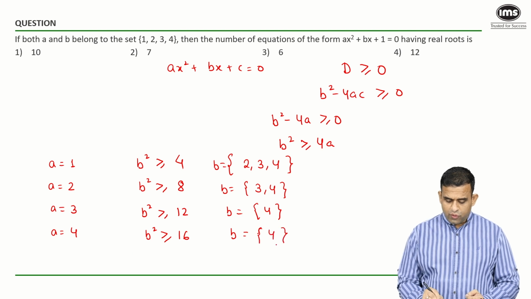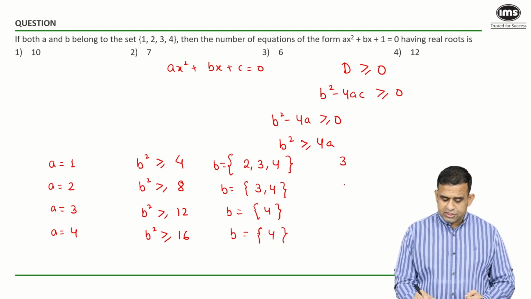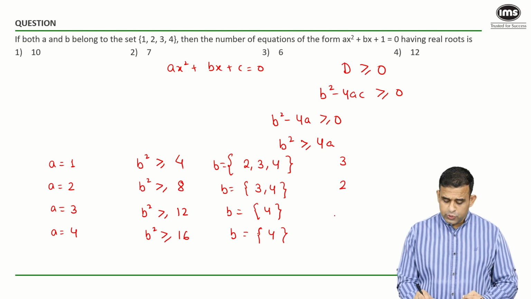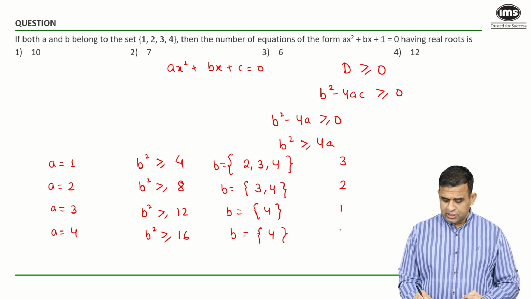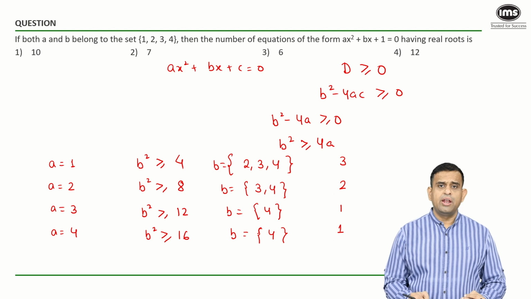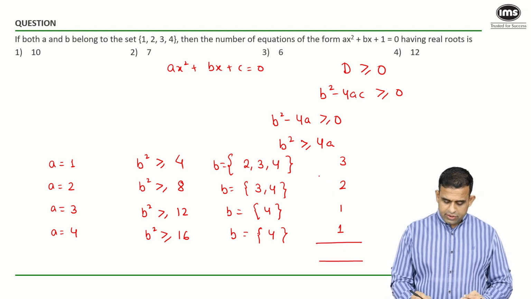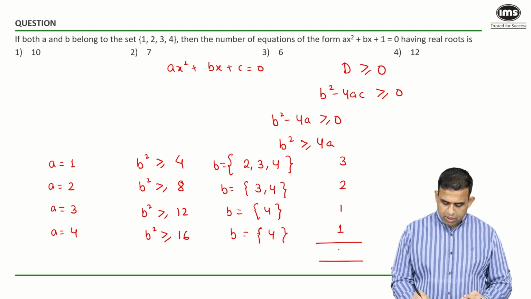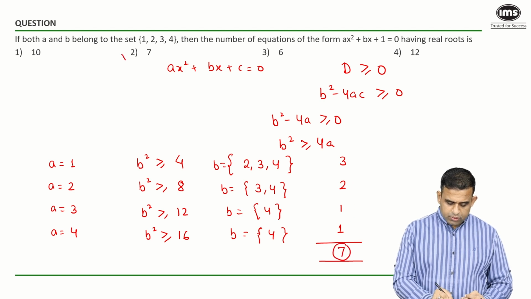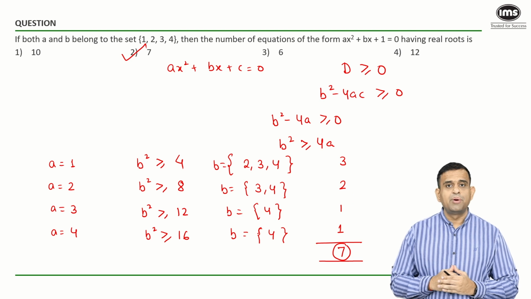If you count the number of cases, we have found 3 cases for a equal to 1, then 2 cases for a equals to 2, and then 1 case each for a equal to 3 and a equals to 4. If you add this total, 3 plus 2 is 5, 5 plus 2 becomes equal to 7, and hence option number 2 is the required answer for this particular question.